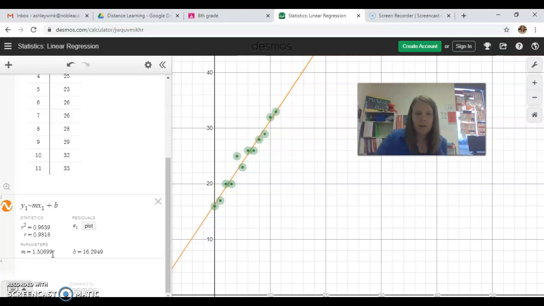Start at 1.5x. And my b value here, let's just round this to 16.3, plus 16.3. Okay, and there's my line of best fit. So what they asked for us is to graph this, find your line of best fit. We found our line of best fit. Then the other part is to talk about that coefficient thing.